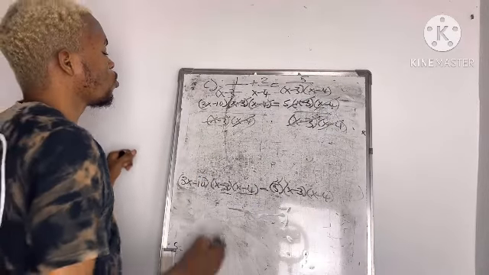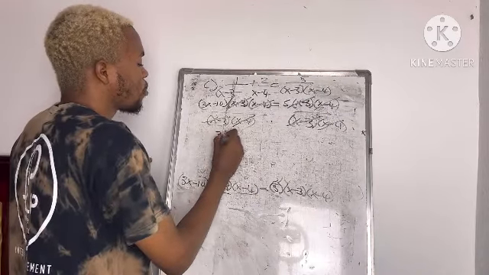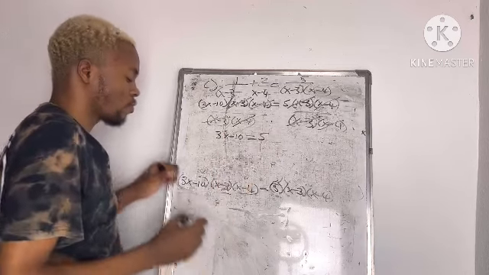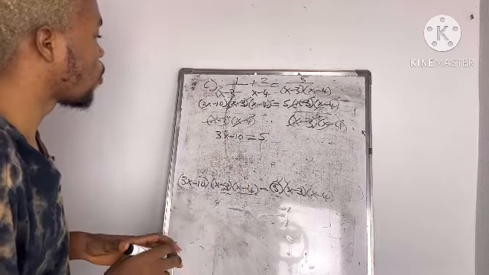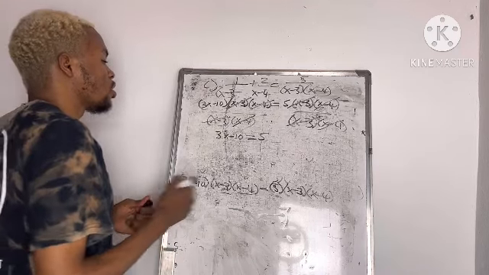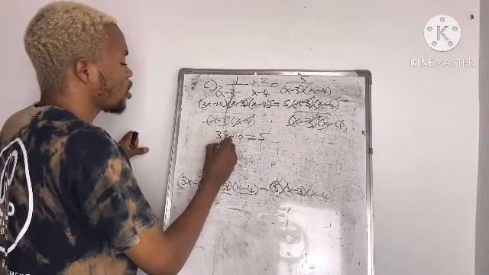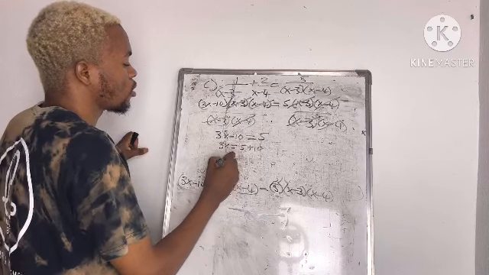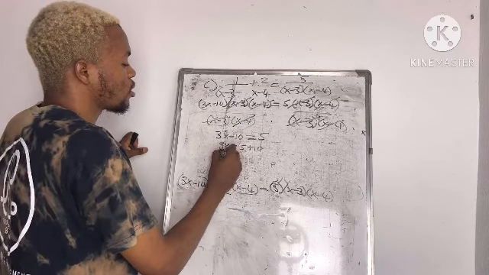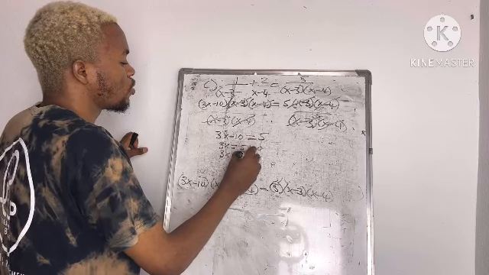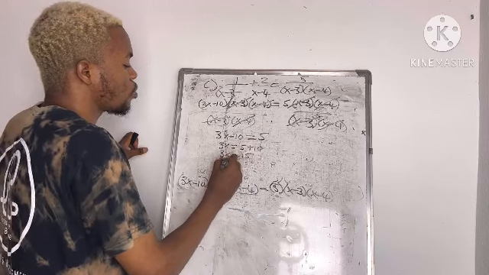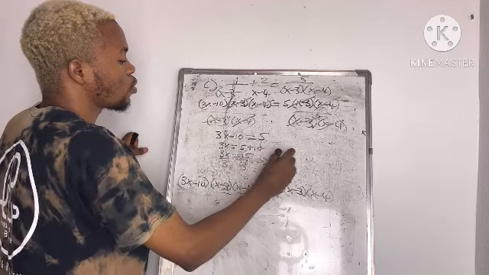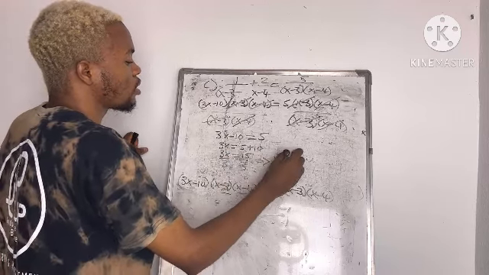So now you are left with 3x minus 10 equal to 5. The next thing we should do is say 3x is equal to what? 5 plus 10, so 3x equals 15. If you divide both sides by 3, you end up with x equal to 15 divided by 3, which is 5.